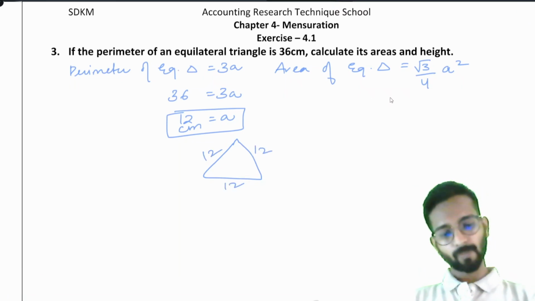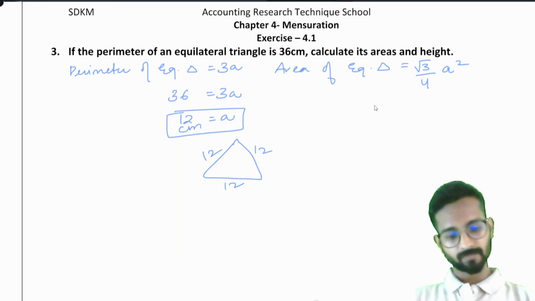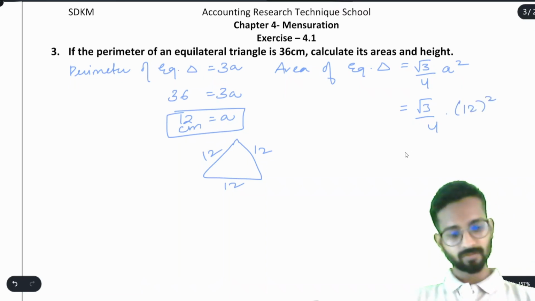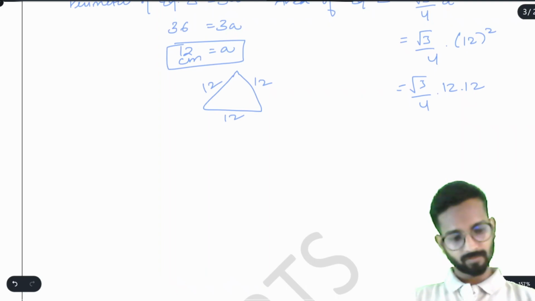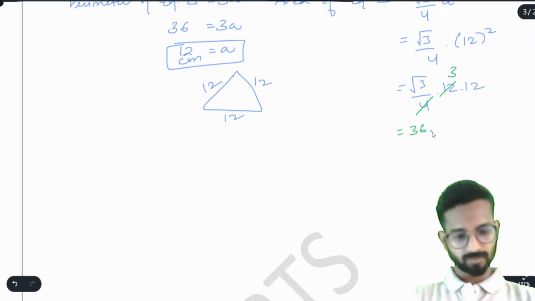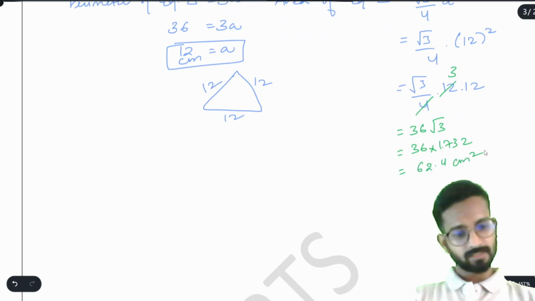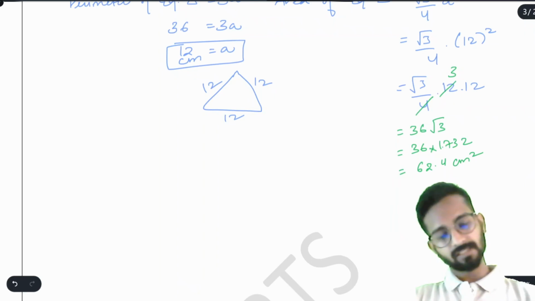How will we find the area? Area will be root 3 by 4 into a square. A square is 12 square. So root 3 by 4 into 12 into 12. That will be, 4 3s are 12, so you can say this is nothing but 36 root 3, or you can say 36 into 1.732, which will become 62.4 centimeter square. Simple enough. This is the area we have found.